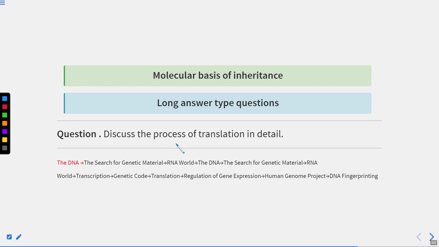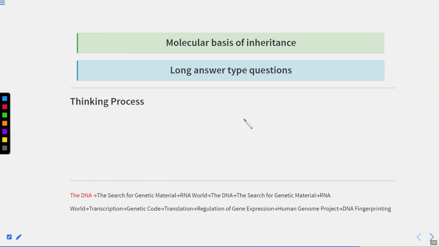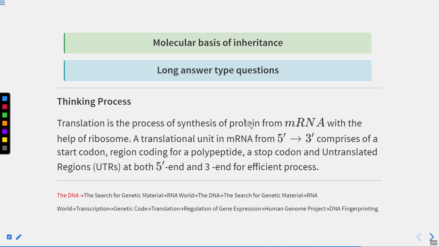Now, let's talk about the next question. This is again a very straightforward question. Here you have to discuss the process of translation in detail. Now translation, you know, is the conversion of RNA into polypeptides or proteins. So, this process is known as translation.